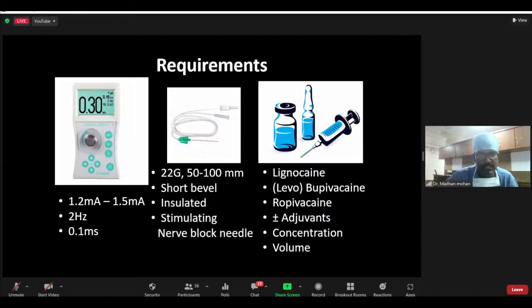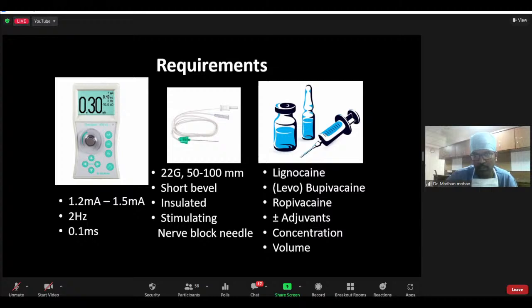Coming on to the requirements, you need a peripheral nerve stimulator with the initial setting of 1.2 milliampere to 1.5 milliampere current, a frequency of 2 Hz, and a pulse width of 0.1 millisecond. And for the needle, we use a 22 gauge, 50 to 100 millimeter, short bevel insulated stimulating nerve block needle, 50 to 100 millimeter depending upon the build of the patient.